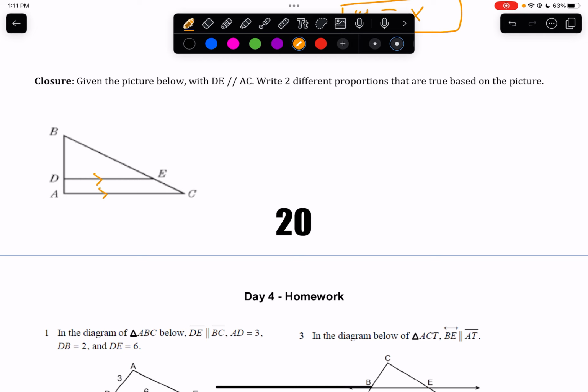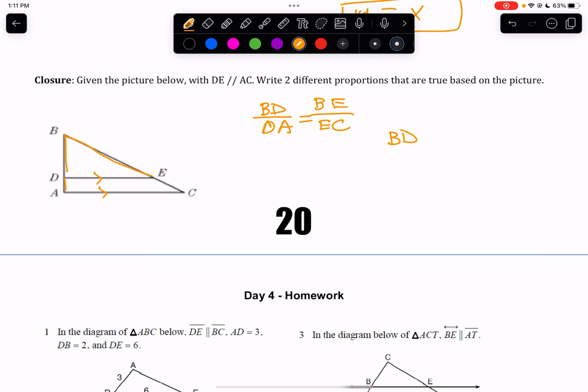Okay, so I know that BD over DA is equal to BE over EC because of the side splitter. But I also know that I have two similar triangles, so I can also say that BD over BA is equal to DE over AC.